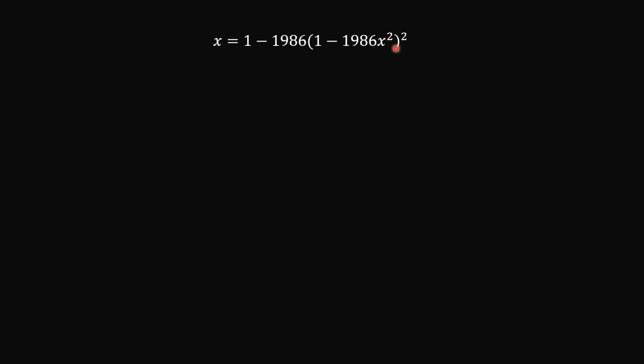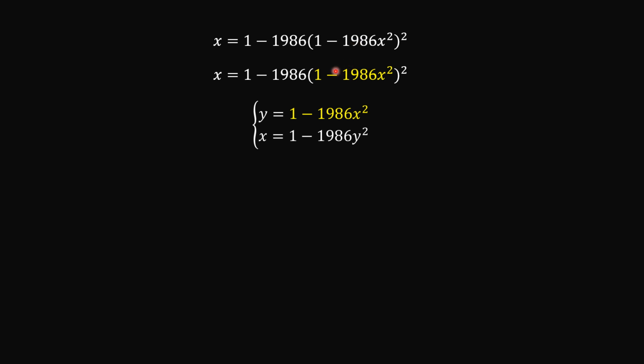Okay, so to start solving, let's look at this term inside the brackets. I'm going to say that this is y, because if you put a variable here, it's going to look something like this one here. So I'm going to say this is y. Since this is y, I'm going to rewrite the original expression as 1 minus 1986 y squared, which is this one.